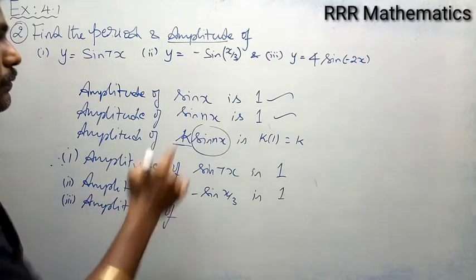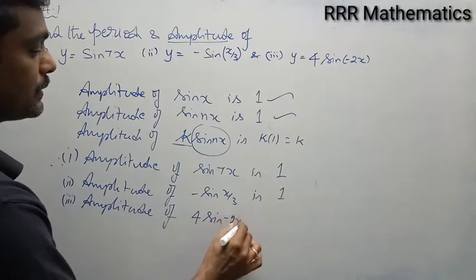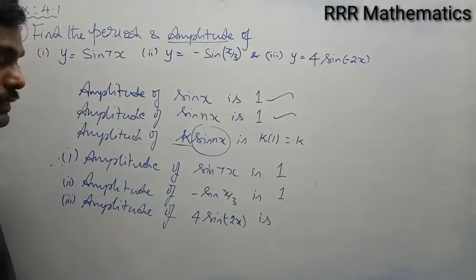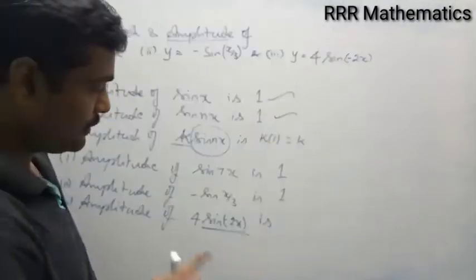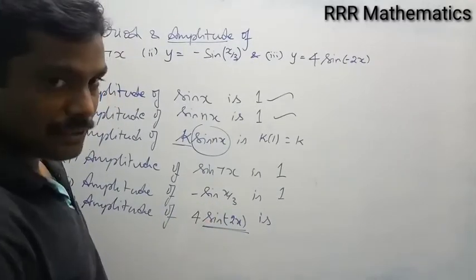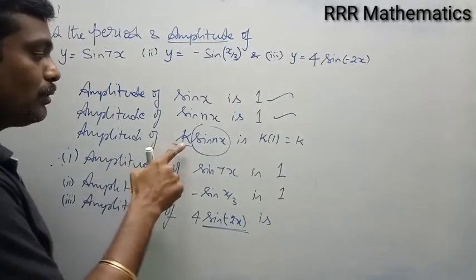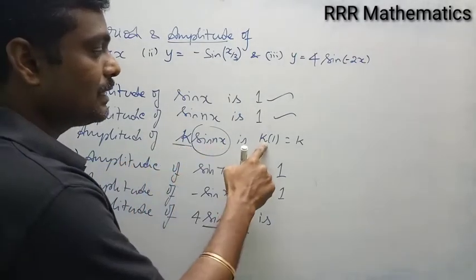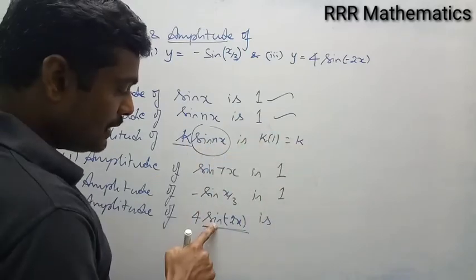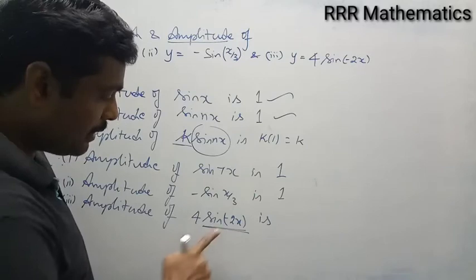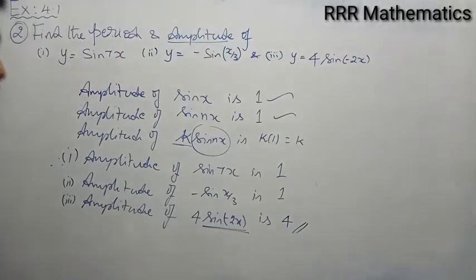Amplitude of the last case, 4 into sine minus 2x. In this case, the amplitude of sine of minus 2x is 1. That is minus sine 2x, no problem. 1 with this 4, like how it reacts here. Amplitude of k times sine nx is, sine nx amplitude is 1, 1 into k is k. Similarly, sine minus 2x, whose amplitude is 1, 1 into 4, that is 4. Got it? So very simple.